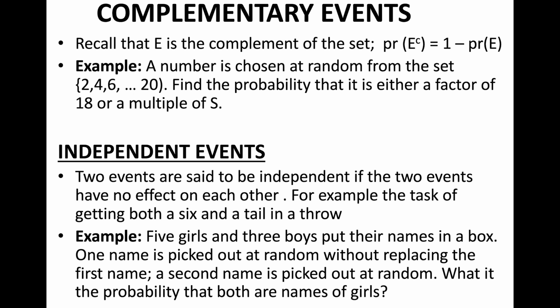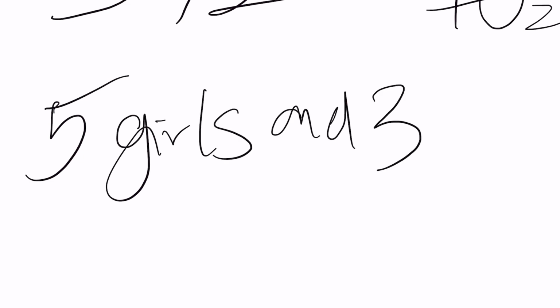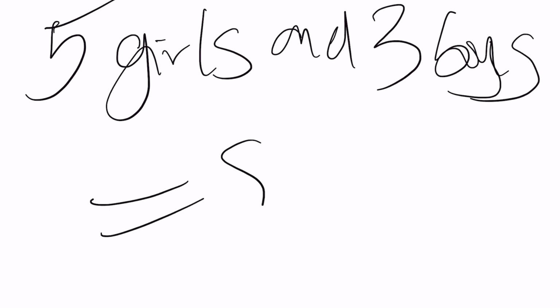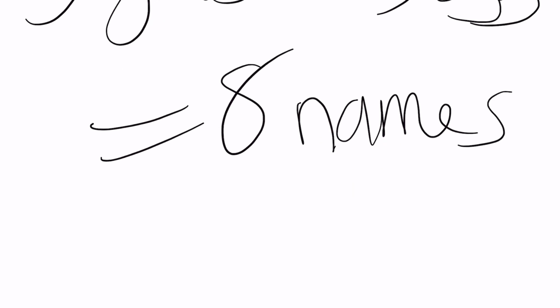So an example under this: 5 girls and 3 boys put their names in a box. So we have 8 names in a box. One name is picked out at random. Without replacing the first name, a second name is picked out at random. What is the probability that both are names of girls?